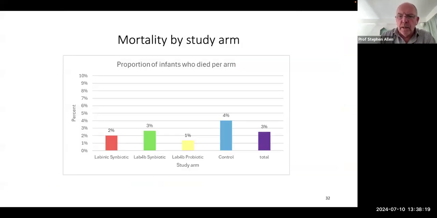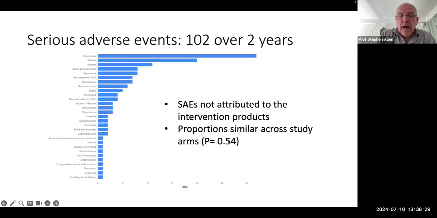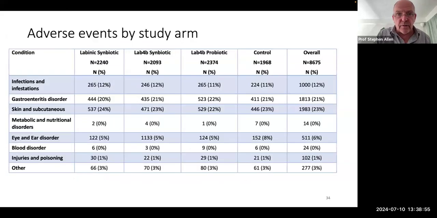If we look at mortality, it was fairly equal across the intervention arms, and certainly no higher in the intervention arms than it was in the controls. We had quite a number of serious adverse events, as perhaps is not surprising in this population, 102 over 2 years, mainly pneumonia, malaria, anemia, gastroenteritis. All these were looked at, none were attributable to the interventions, and they occurred in a similar way across the 4 intervention arms. So no evidence of reduced morbidity, but also no evidence of adverse effects.